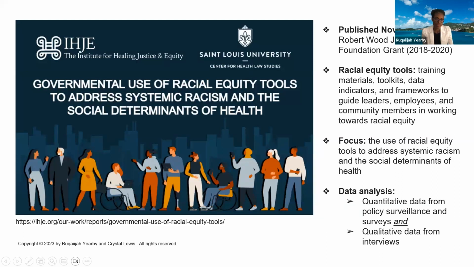Before I get into a discussion of the work, I want to briefly define what racial equity tools can include. That includes training, materials, toolkits, data indicators, and frameworks that guide leaders, employees, and community members in working to address racial equity. The focus of our report was on the use of racial equity tools to address systemic racism and the social determinants of health. We did this by analyzing laws, and I'm going to talk about why laws are so important in a second. We also analyzed surveys that we sent out to local jurisdictions using racial equity tools, and then followed up with 3 individual jurisdictions to talk about their specific work, including King County, Seattle, Washington, and Philadelphia, Pennsylvania.